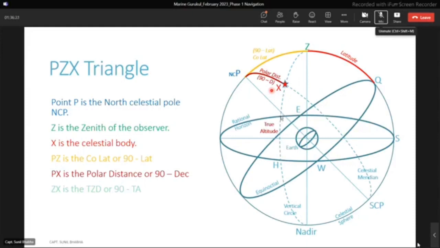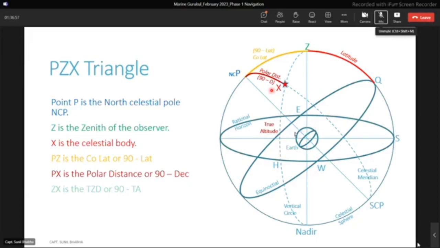Oh, okay, sir. So this is where it is cutting, on the rational horizon? No, no, no. The rational horizon is this one, beta. The rational horizon is the horizontal circle in our diagram. Declination has got nothing to do with the rational horizon.